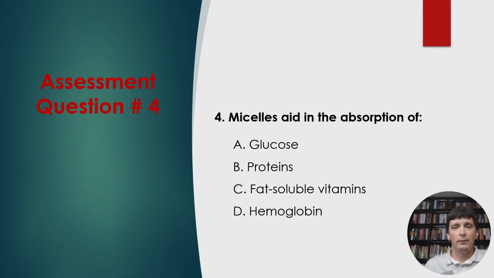Question 4. What do micelles help absorb? A. Glucose. B. Proteins. C. Fat-soluble vitamins. Or D. Hemoglobin. This answer? It's C. Fat-soluble vitamins, such as vitamin A, vitamin D, vitamin E, and vitamin K.